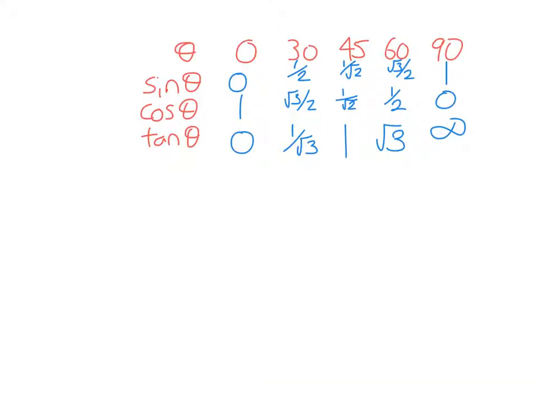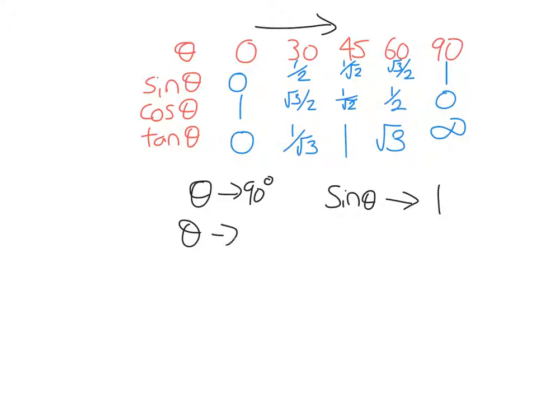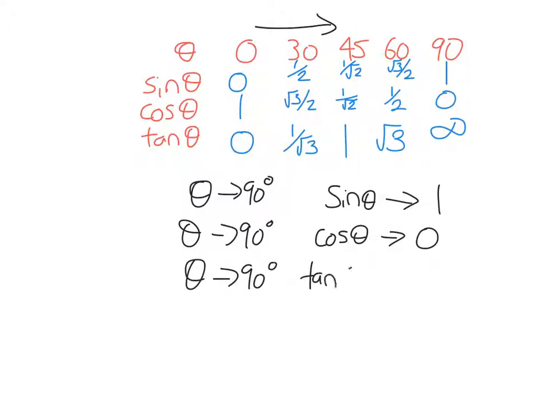So this is the table of exact values. So hopefully what you notice is as theta is increasing, as it gets closer to 90 degrees, sine theta approaches and gets closer and closer to 1. As theta gets closer to 90 degrees, cos theta approaches 0. But as theta gets closer to 90 degrees, tan theta just gets bigger and bigger.